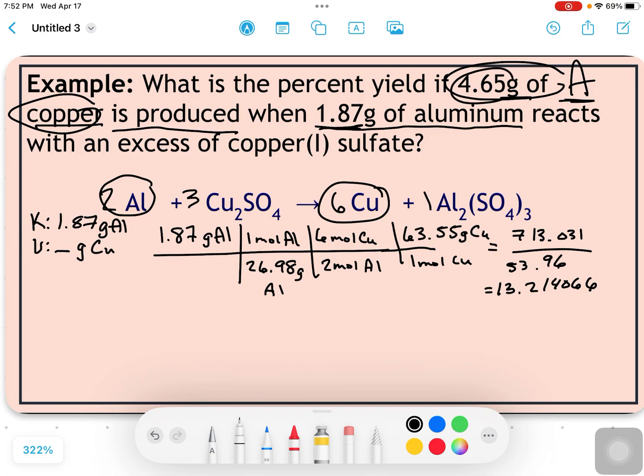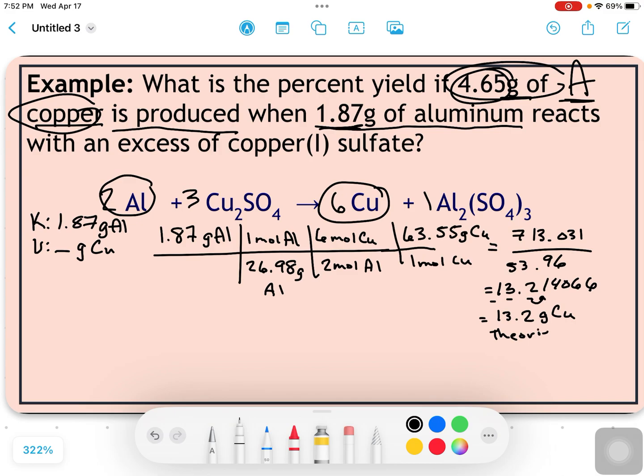So I have 3 sig figs here. I have 3 sig figs here. That means I need to go to 3. 1, 2, 3. I look behind. It's a 1. So I'm going to stay the same. I have 13.2, and it would be grams of copper. Okay, so that is my theoretical.